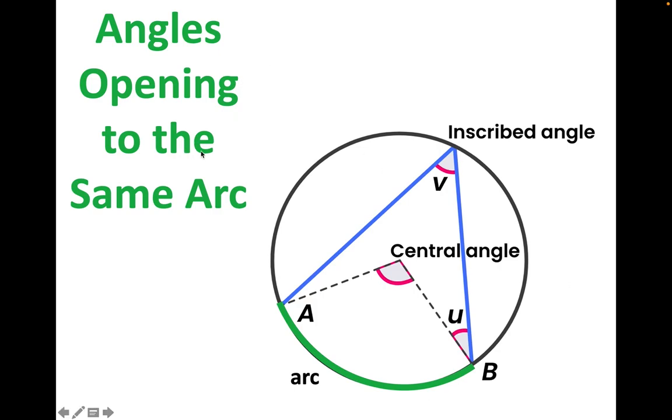Angles opening to the same arc. Here you can see on this circle, this is an arc. An arc is a portion of the circumference of the circle. Now you can see also in this circle there are two different angles that open to the same arc.